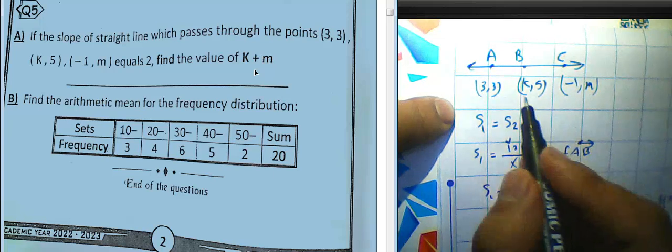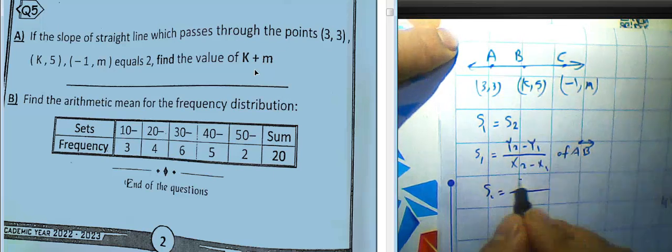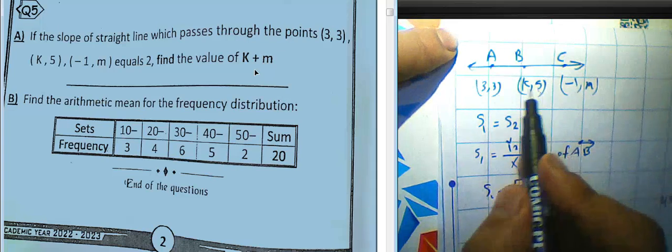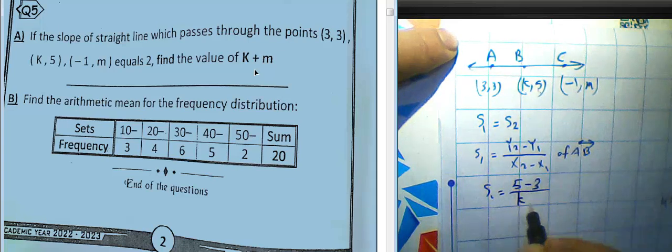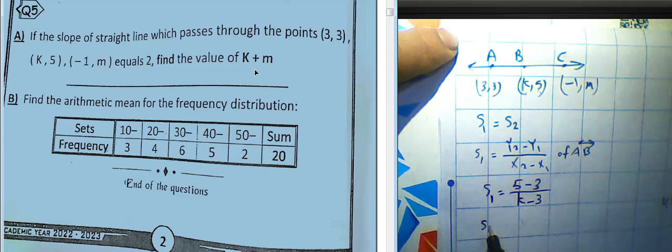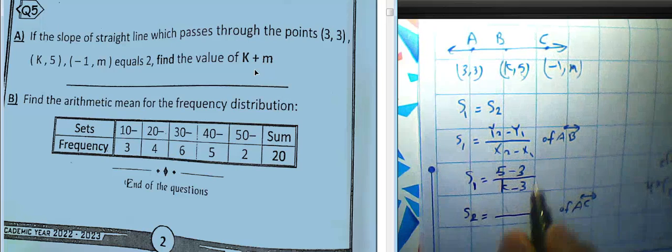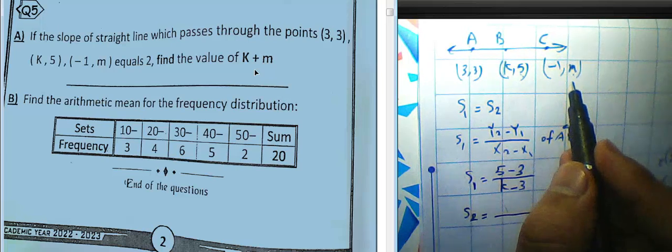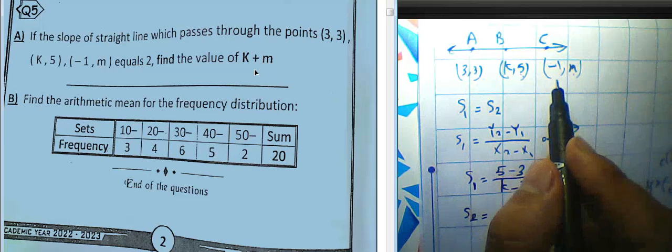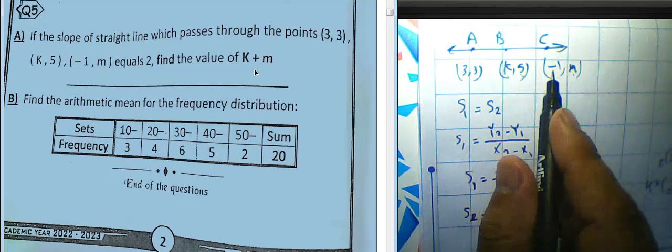The slope is y2 minus y1 over x2 minus x1. Slope 1 equals 5 minus 3 over k minus 3, which is 2 over k minus 3, in the denominator. It's the slope 1 of straight line AB. And we can find slope 2 of straight line AC: m minus 3 over -1 minus 3.